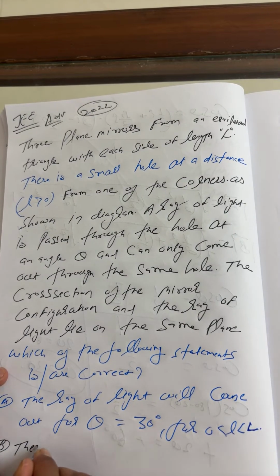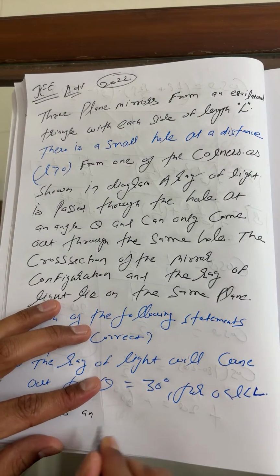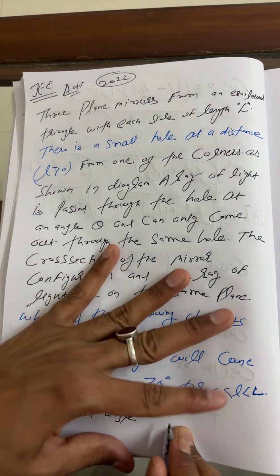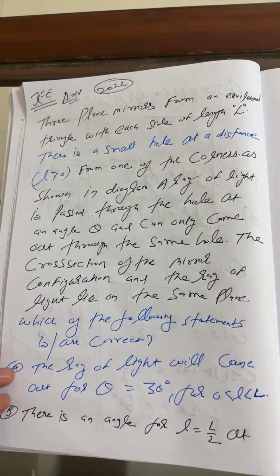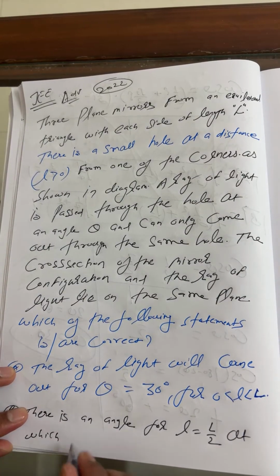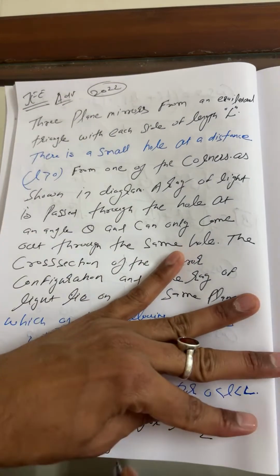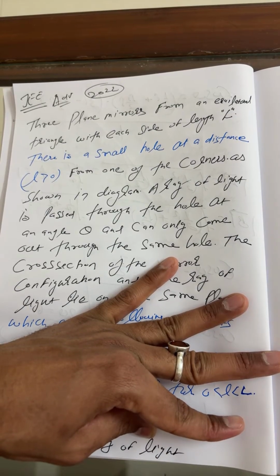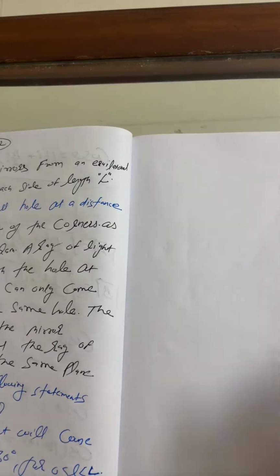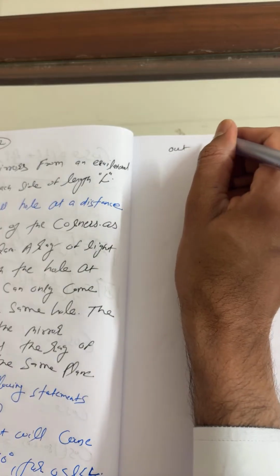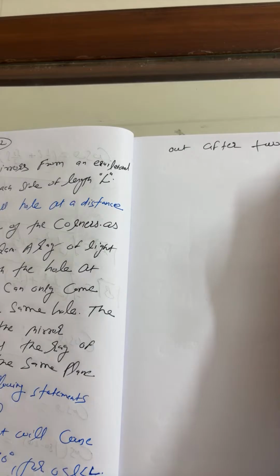Option second: there is an angle for small l equal to L by 2 at which the ray of light will come out after two reflections.